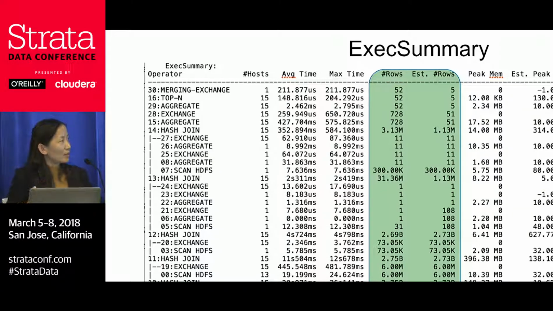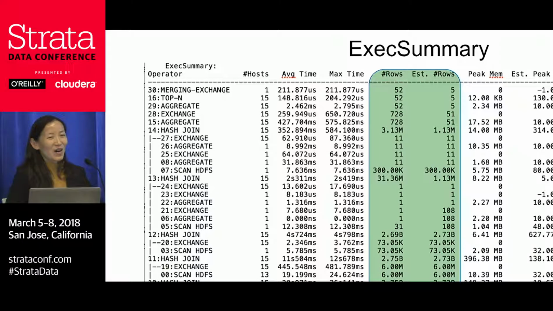So next one is the number of rows. This gives you an idea of the intermediate result of each operator, how much intermediate result they generate. The right side is the estimated one, what the planner thinks this operator generates. Usually the best case is that the estimation matches your reality.